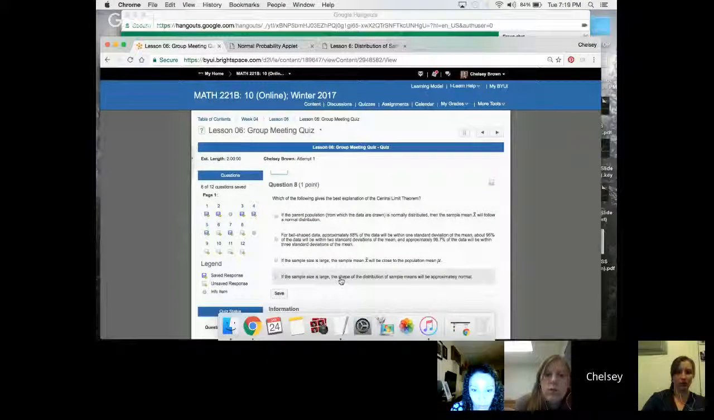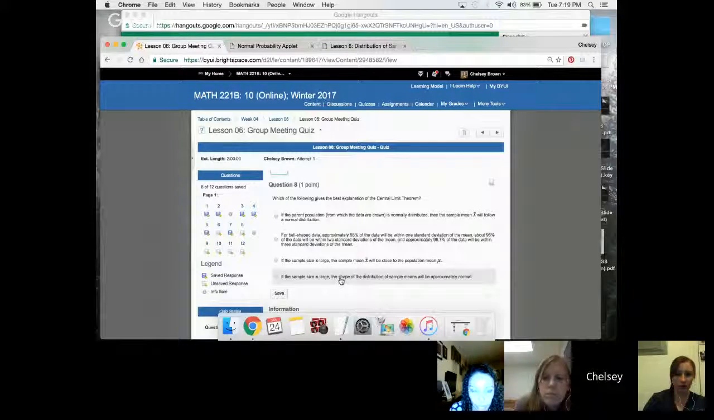Wait, D reads, if the sample size is large, the shape of the distribution of sample means will be approximately normal. Sample size is large, and x bar will approximately be normal. Are those two different things? Well, because the law of large numbers talks more about it being closer to the population mean. Yeah. So you might be right.